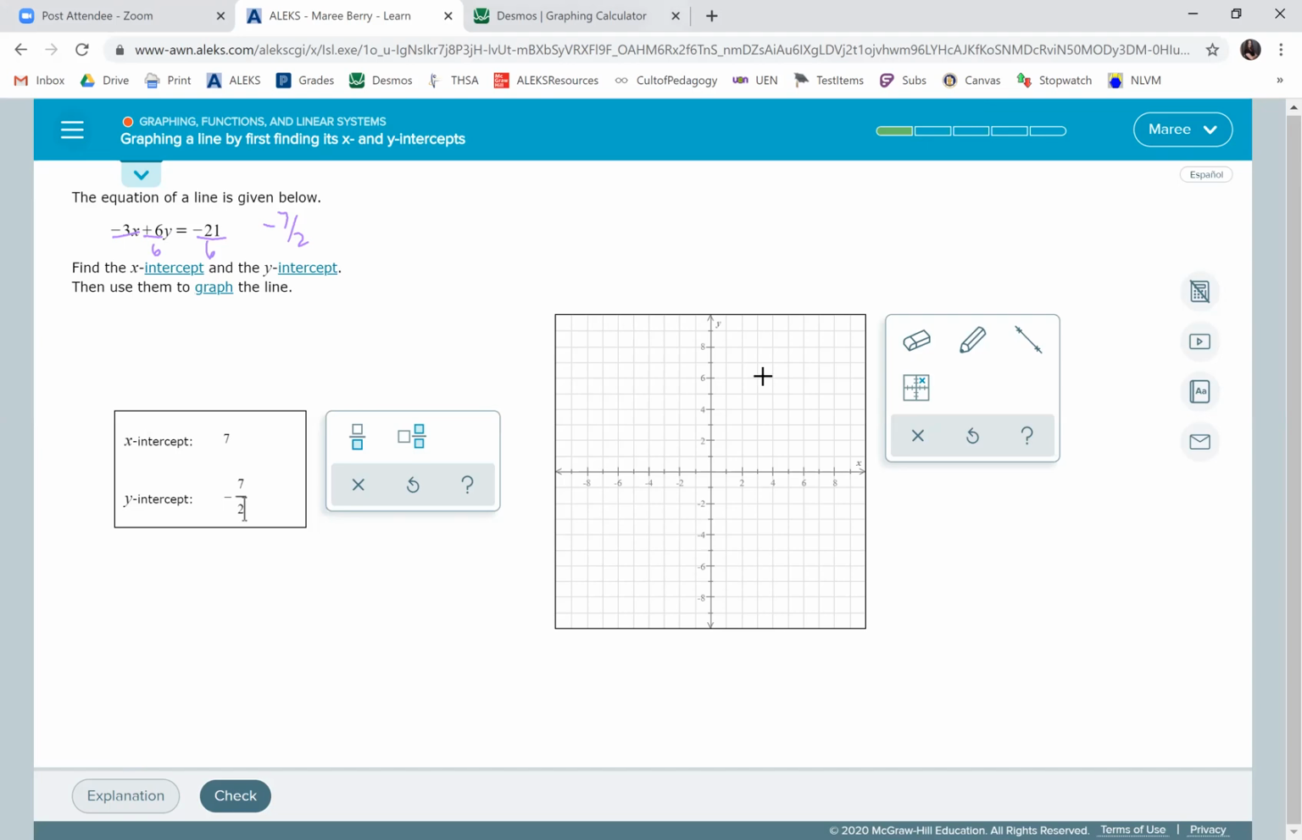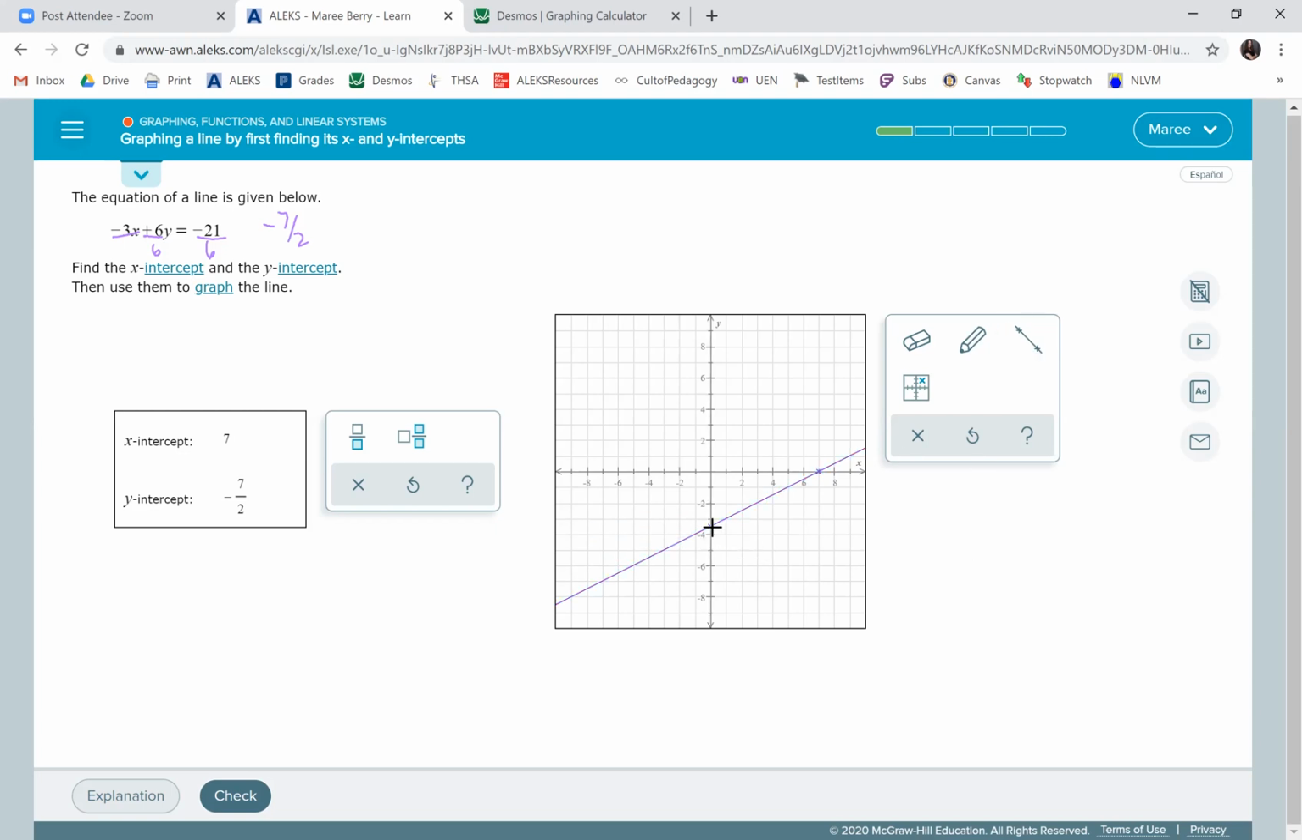All right, here's the deal. So the x-intercept is 7, so I come to 7. Now, I don't know if I can do -7/2. What is that, -3.5? Oh, it doesn't let me do it right there.